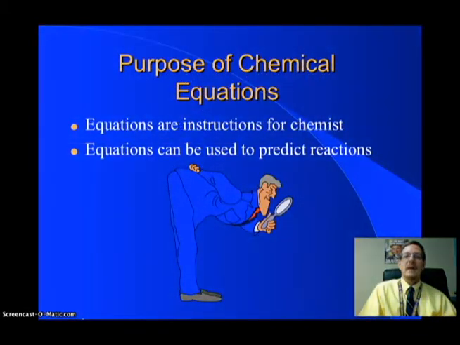So as I was saying, the purpose of a chemical equation is to give a set of instructions for chemists to follow. It's like the recipe, like we just said a few moments ago. Equations can also be used to make predictions about whether a reaction will even occur, and if a reaction does occur, we might even be able to predict what the products of the reaction would be.